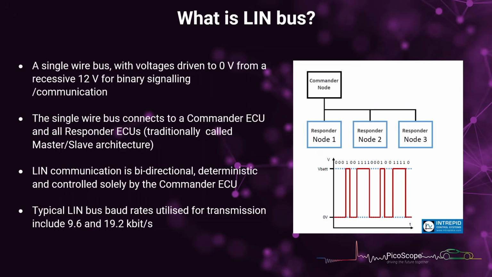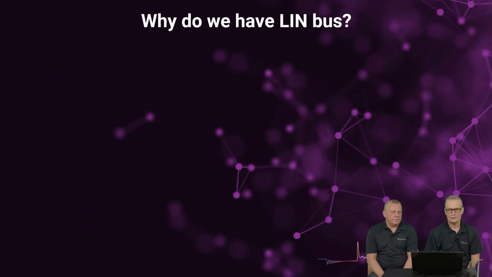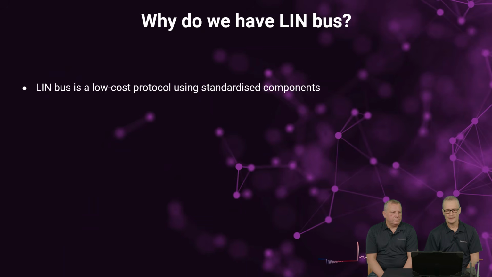You see there, I've just put a little diagram that shows us the voltages and how it relates to bits and bytes. As the voltage goes up, that denotes a 1, and as it drops down to a certain level, it denotes a 0. So why do we have LIN Bus?